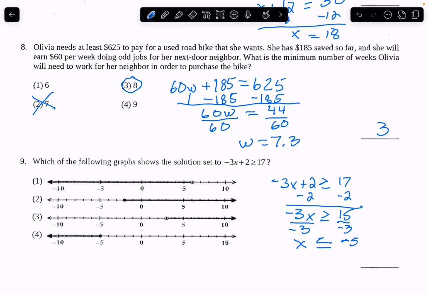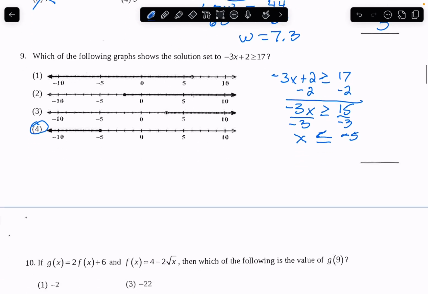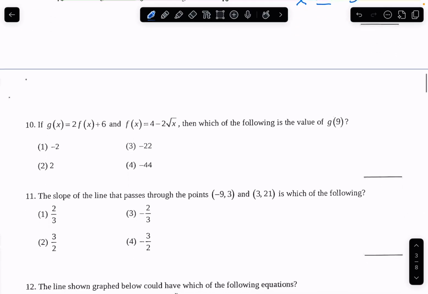And like I always say, if you keep the x on the left side of the equation, the sign points to the side that you're going to shade, right? It's pointing to the left. So this one is 4. You know, there are other ways you can do it. You can plug it in from the graph, but I wouldn't advise that. All right, let's go on.